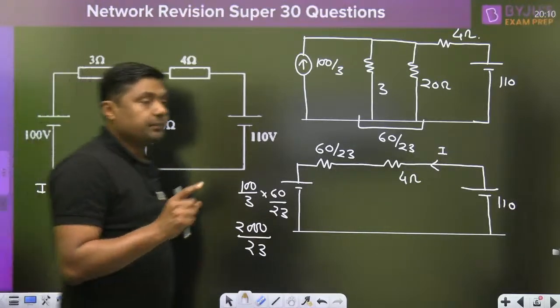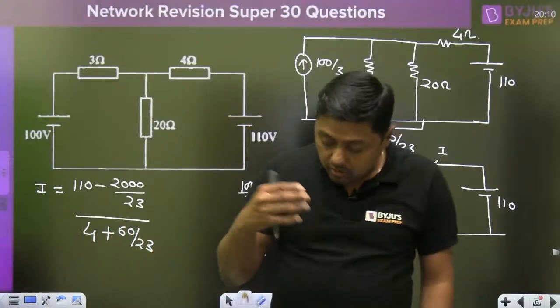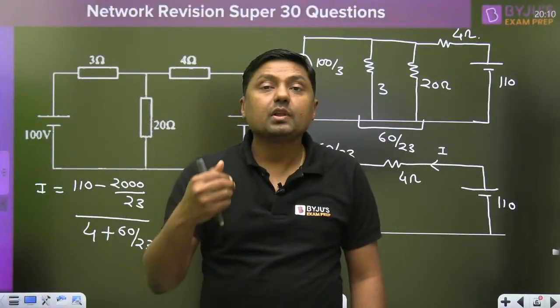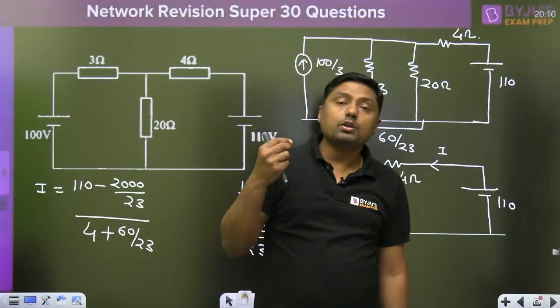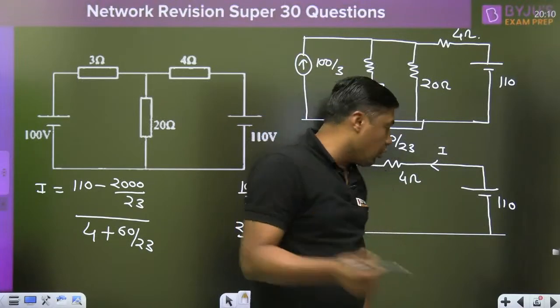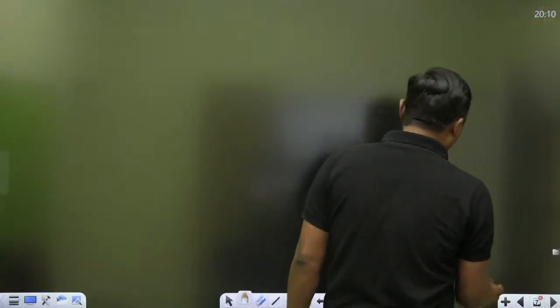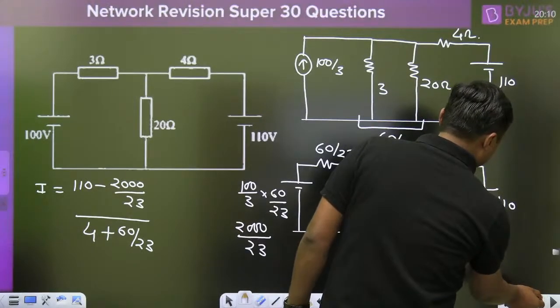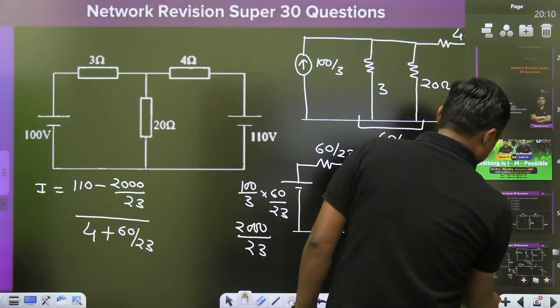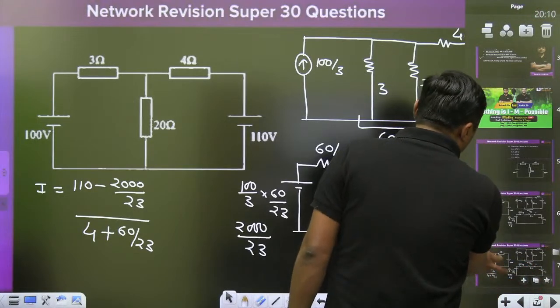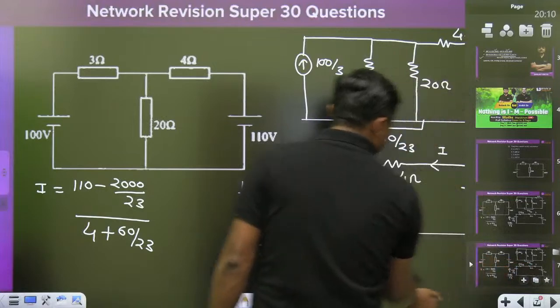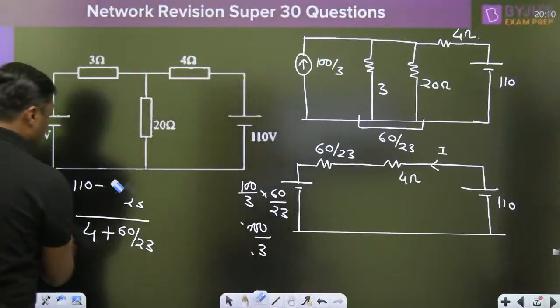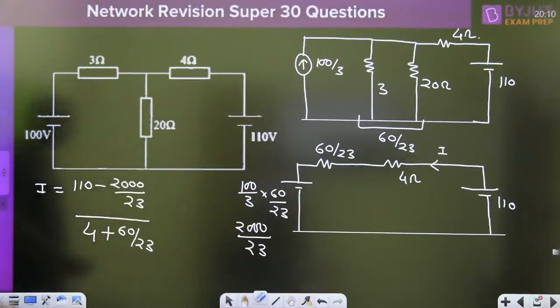This is one method. Now you can apply nodal analysis, or you can apply mesh analysis. तो वो है, I'm going to give you the hint only. Okay, 1 minute. So for this question, the first method is simply source transformation. That was the method. You will get the B option.